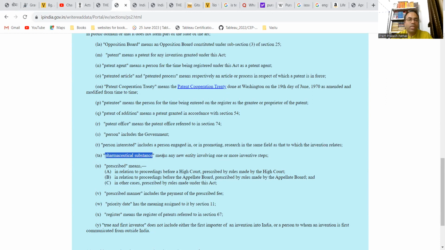Pharmaceutical substance means any new entity involving one or more inventive steps. And prescribed.